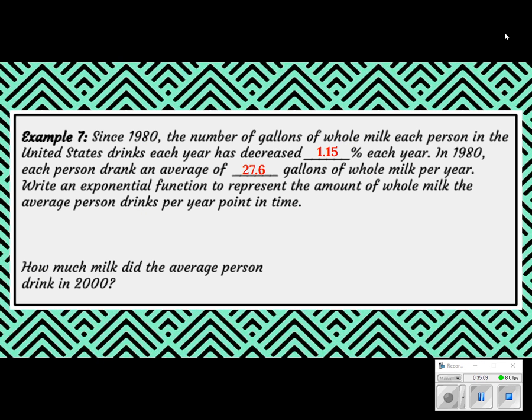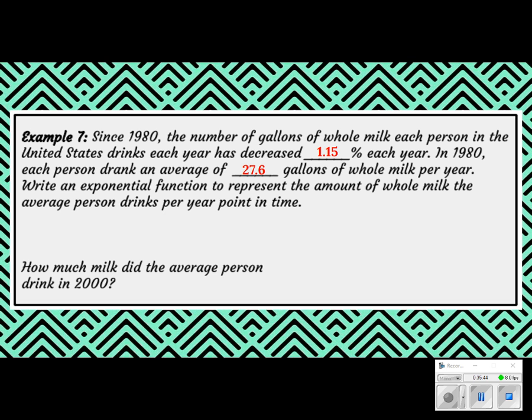All right, since 1980, the number of gallons of whole milk each person in the United States drinks each year has decreased 1.15% each year. In 1980, each person drank an average of 26.7 gallons of whole milk per year. That's a lot of whole milk. Write an exponential function to represent the amount of whole milk the average person drinks per year at any point in time. How much milk did the average person drink in 2000?